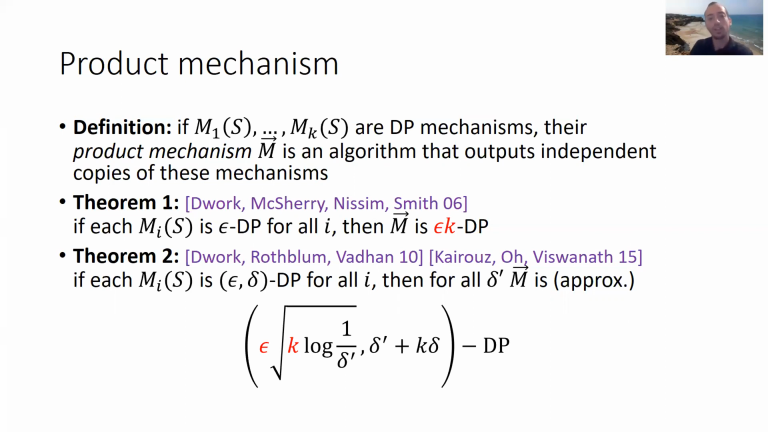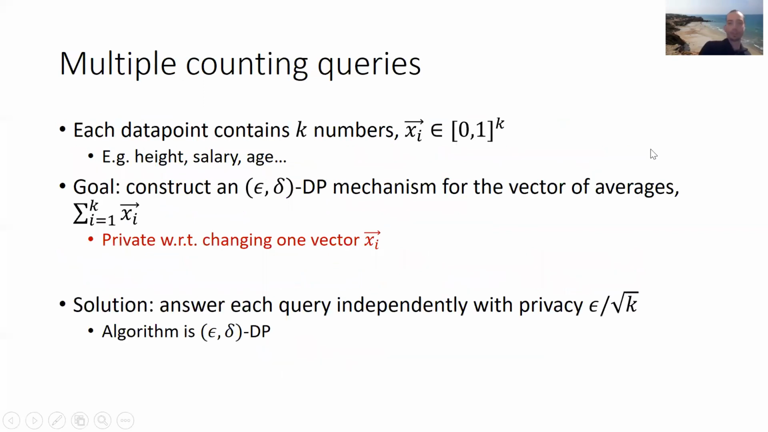And so in this case, outputting independent copies of this mechanism means that you add independent noise to each of the subs. That makes sense. So that's exactly what the next slide is about.